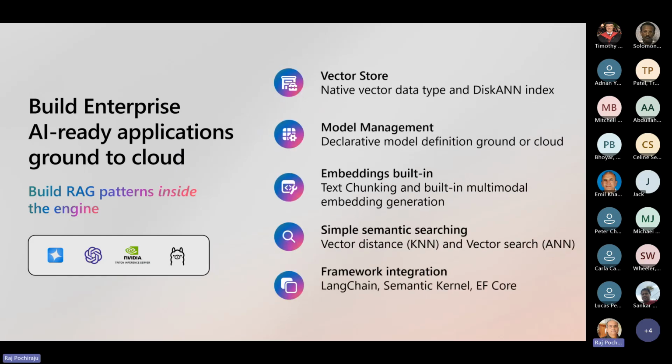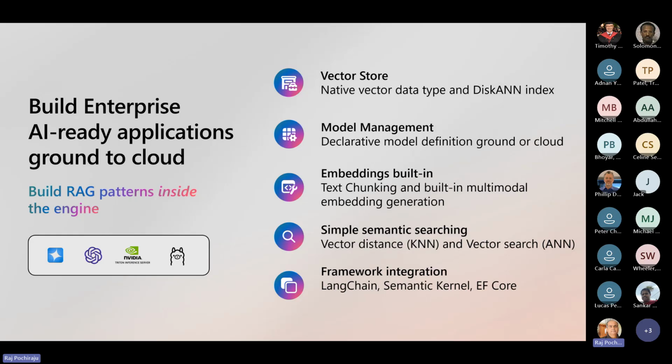So key components are vector store. We introduced a native vector data type as well as the disk and index so that your vector searches are going to be more efficient. And then we also gave you the ability to manage the model. That means to declare a model within SQL Server, pointing to a model that is hosted anywhere, whether it can be OpenAI or a locally stored model. It doesn't really matter. It will give you the ability to create or declare a model within the SQL, and then start leveraging that model within the SQL Server space.